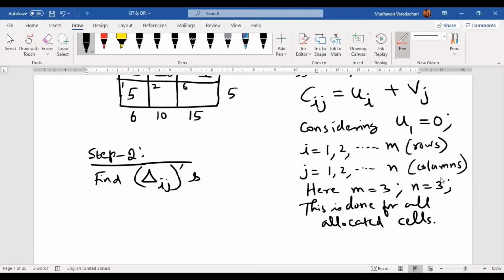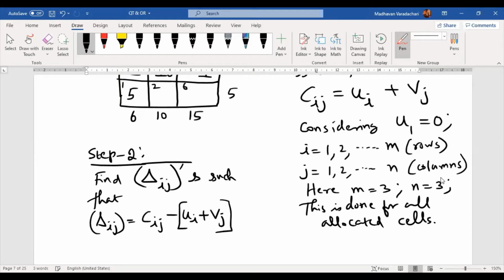Find delta ij's such that delta ij is equal to Cij minus (ui plus vj) for all unallocated cells.